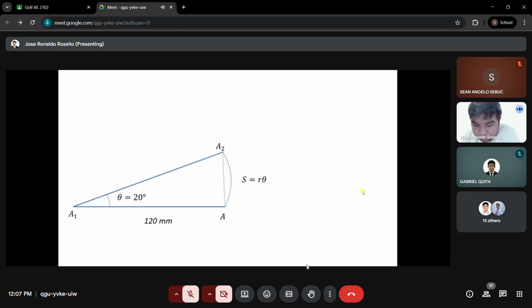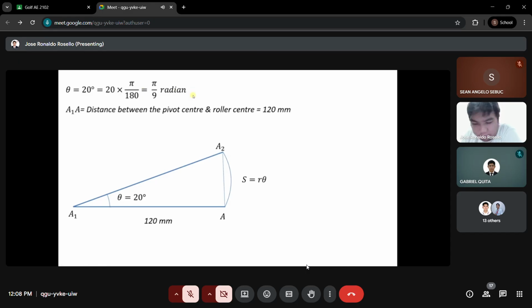As you can see over here, the oscillation of the follower is given as 20 degree. So convert that value into radian. We multiply it, so 20 into pi by 180, that is pi by 9 radian.